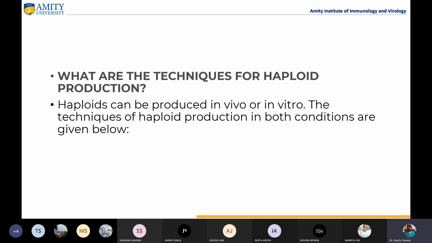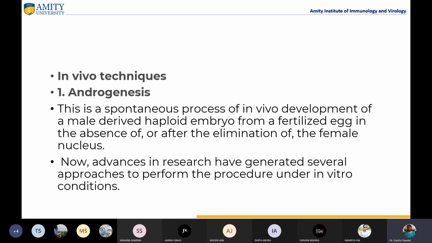So what are the techniques which are being used for haploid plant production? They can be produced by both in vivo and in vitro techniques. First, in vivo techniques: androgenesis will be used in vivo and also in vitro, just the procedure will be different. In vivo, we develop the male-derived haploid embryo from a fertilized egg in the absence or elimination of the female nucleus. So this is how we are going, because the male part is important here.